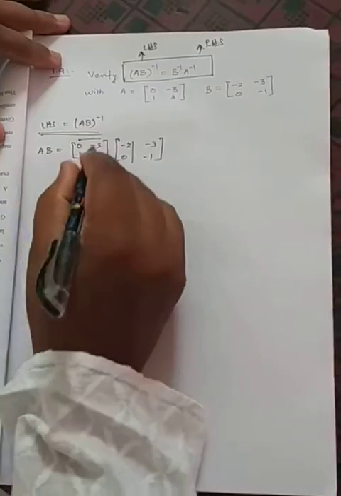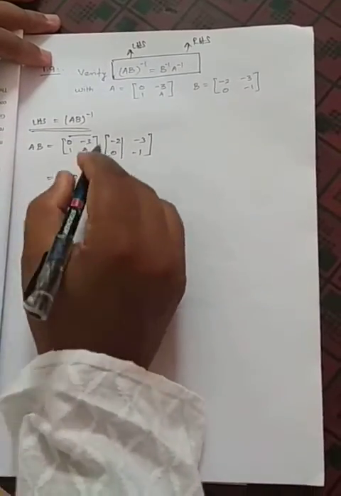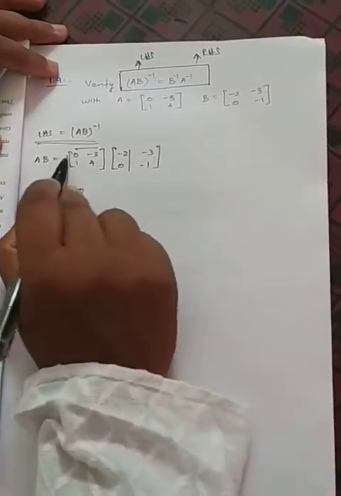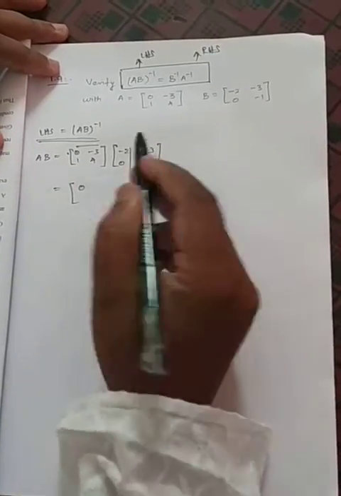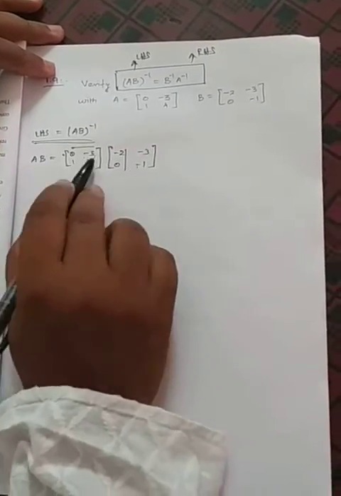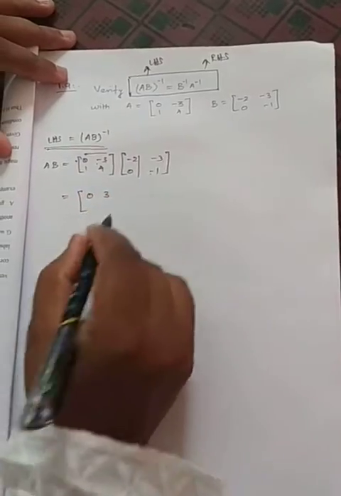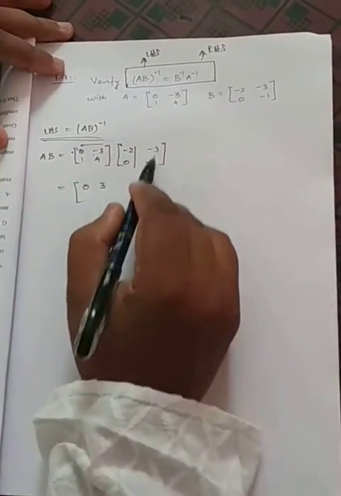This will multiply. As you know, the row-by-column method you need to multiply. 0 into minus 2, 0. Minus 3 into 0, 0 it's coming. First row, first column is over. Next, first row, second column. 0 into minus 3, 0. Minus into minus plus, 3 ones are 3. So this is the value 3 we are getting. So first row, second column is over.